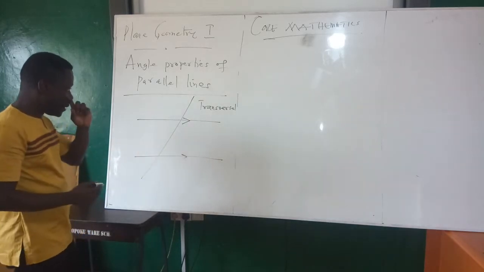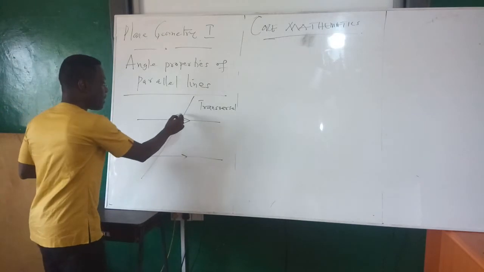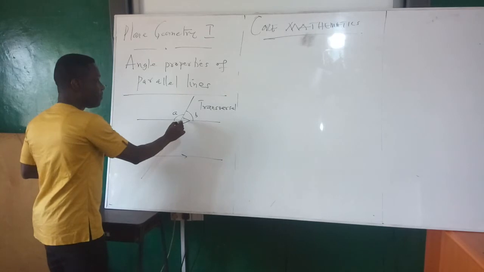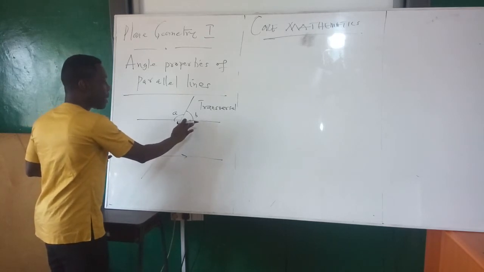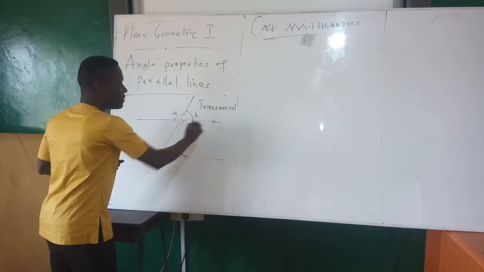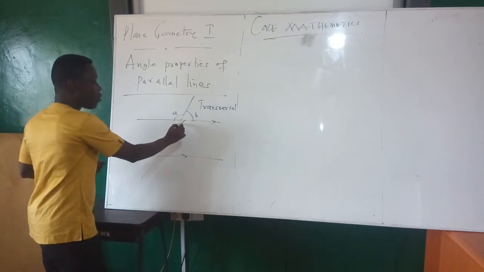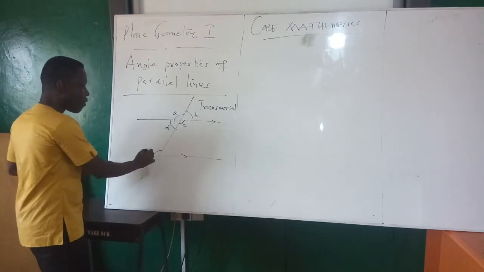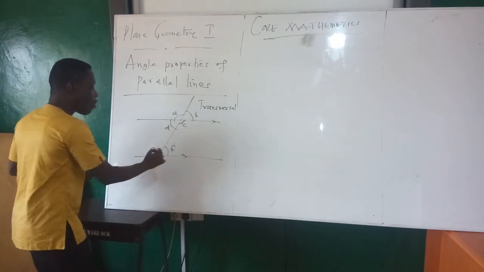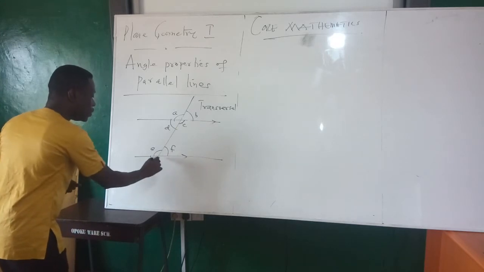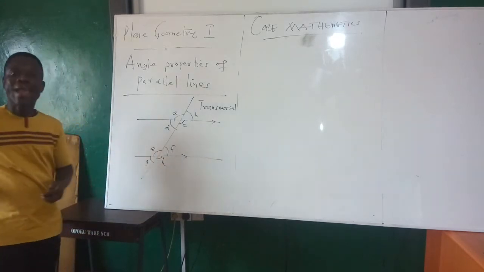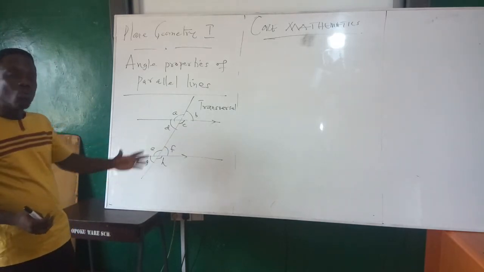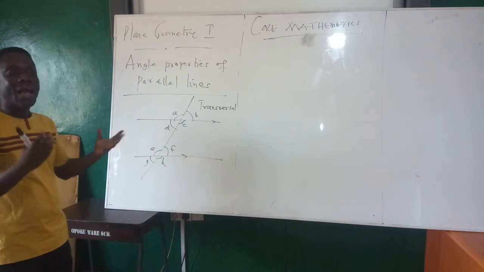If you look at the diagram that I have, this angle is A, this one I'll call B, this one, let me take off the arrow from here and put it here, it's still the same, this one I'll call C, and this one D. Then this one I'll call E, this one F, this one G, and this one H. So with these two parallel lines and the transversal, 8 angles are thrown up.